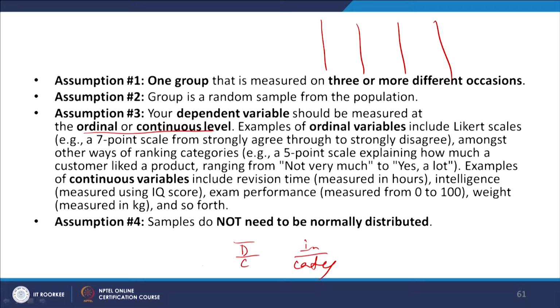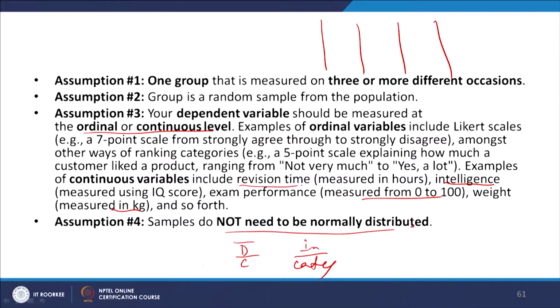The independent variable was categorical. Examples of ordinal variables include Likert scales, amongst other ways of ranking category, like a 5-point scale explaining how much a customer liked a product. Continuous variables include revision time measured in hours, intelligence measured in IQ, exam performance measured on a scale of 0 to 100, weight measured in kg, etc. If the dependent variable is this kind of data, no issues. Samples do not need to be normally distributed, fantastic, obviously otherwise what is the use of a non-parametric test.